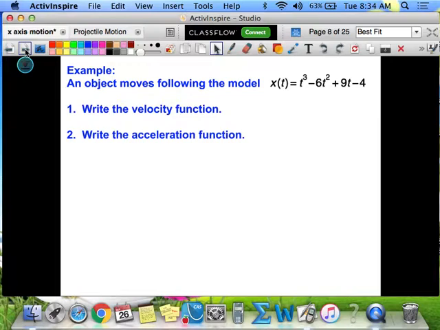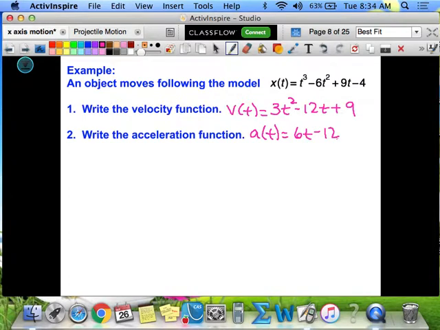So write the velocity function. How do I go from position to velocity? The derivative. So that's going to be 3t squared minus 12t plus 9. The relationships still hold true. The acceleration function, how do I get to that? Take the derivative again. So 6t minus 12. So notice for these problems, the majority of the time acceleration is not going to be a constant because it no longer represents gravity. So far, so good? Okay.